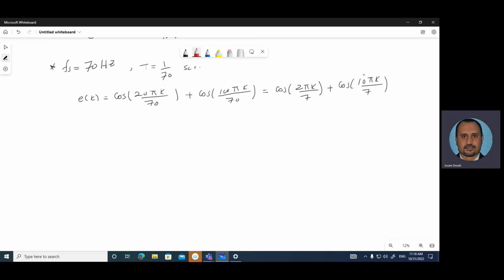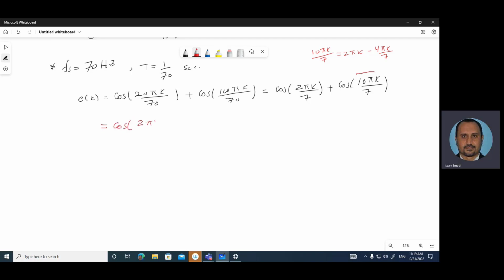Now, this one, you know that the cosine is periodic. If I'm having 2 pi, it will repeat itself. And this one is discrete, huh? So now, this one here, 10 pi k over 7 will equal 2 pi k minus 4 pi k over 7, correct? This will equal to what? 14 over 7, so minus 4, it will equal this one, correct?